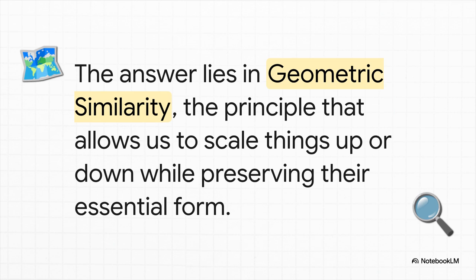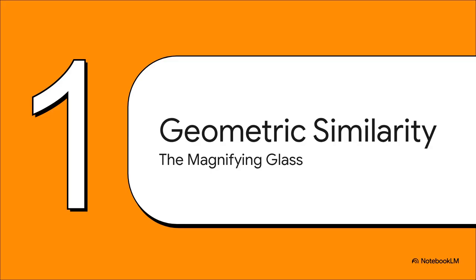This is the very first tool we're putting in our kit. It's a simple one, but it is so powerful. It's just the principle of scaling things up or down without messing up their shape at all. Okay, so let's get a closer look at this. I want you to think of this first tool, similarity, as a kind of perfect magnifying glass. It can make things bigger or smaller, but it never, ever distorts the image. All the proportions stay exactly the same.